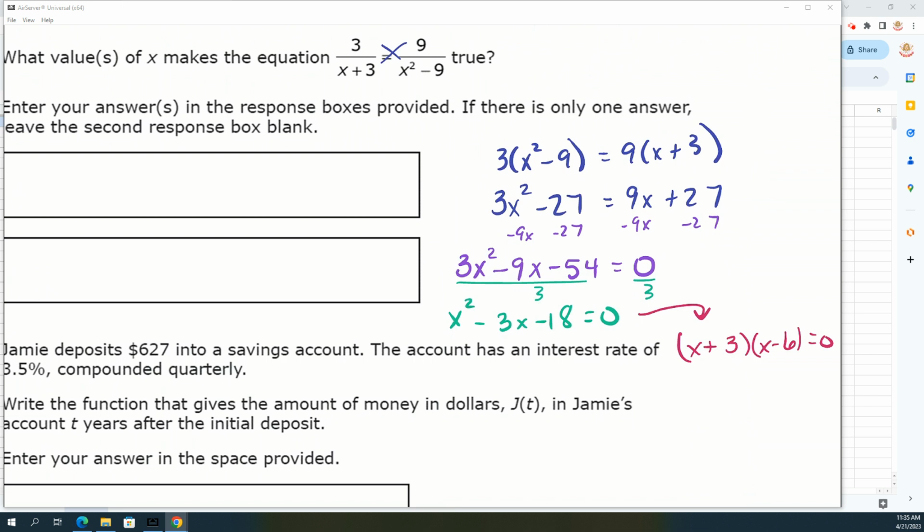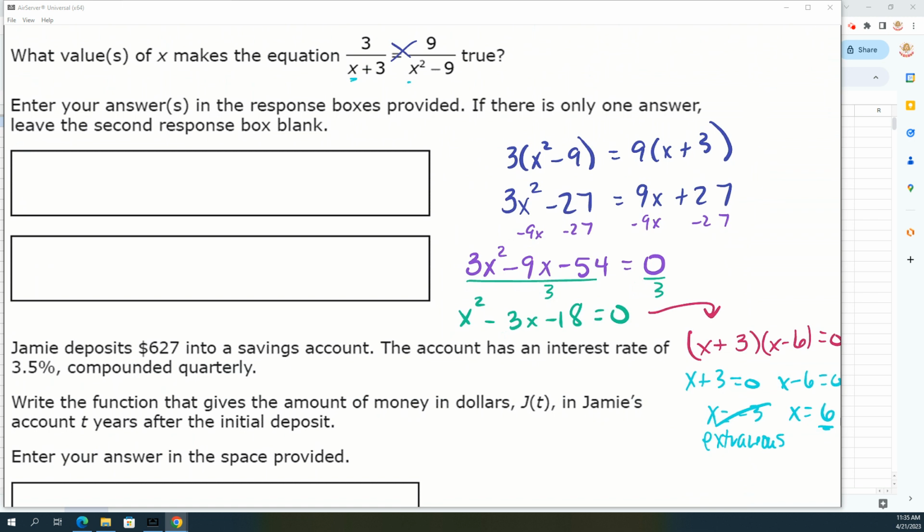Okay, so now I'm going to set each of these equal to 0. Now that doesn't mean that these are both answers. So if I plug these in and it gives me 0 in the denominator, then it's not an answer. So if I put negative 3 here, negative 3 plus 3 is 0. So that is an extraneous solution. So we don't list it. But 6 is fine. When I put 6 there, I'm going to get 9, and then I'm going to get 25 in the denominator. So 6 is perfectly fine.